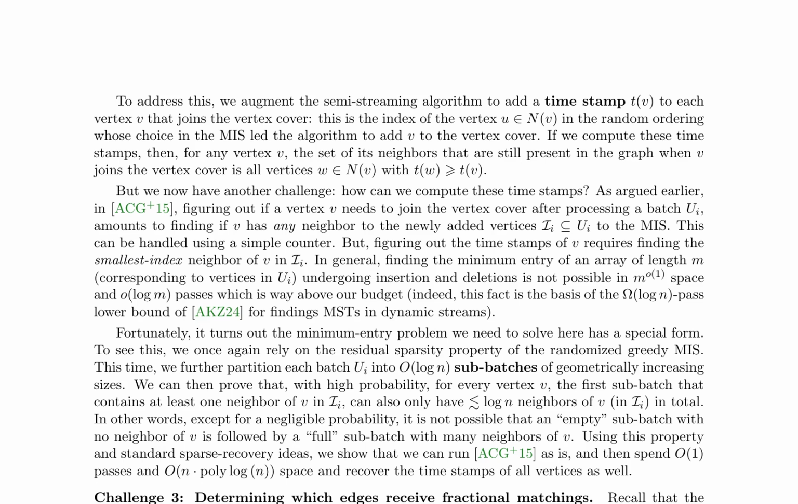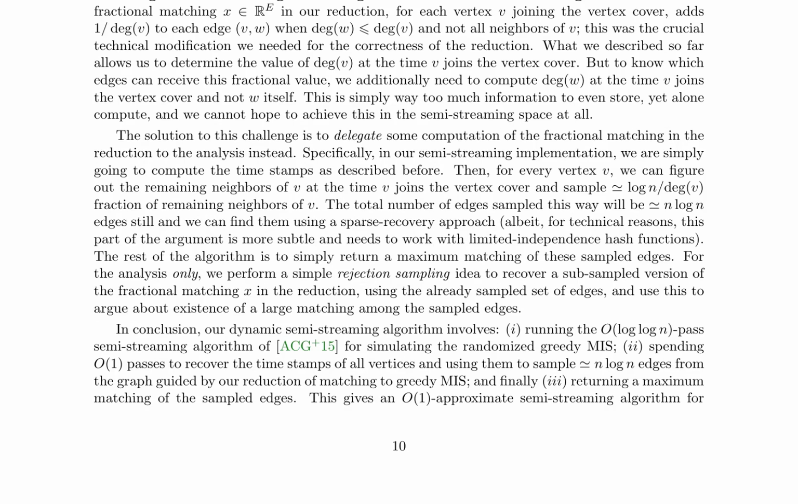The next challenge is determining which edges receive fractional matchings. This is achieved by delegating some computation to the analysis and sampling an asymptotically log n / deg(v) fraction of remaining neighbors of v. The total number of edges sampled is asymptotically n log n, and a sparse recovery approach is used to find them. The algorithm then returns a maximum matching of the sampled edges. In the analysis, a simple rejection sampling idea is used to recover a subsampled version of the fractional matching, which is used to argue about the existence of a large matching among the sampled edges.